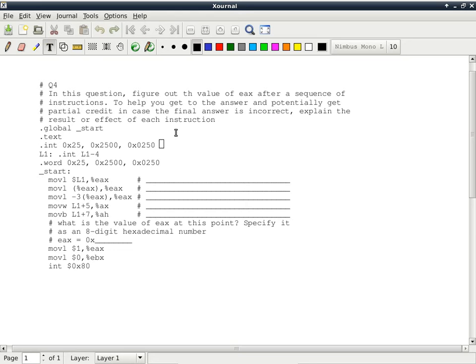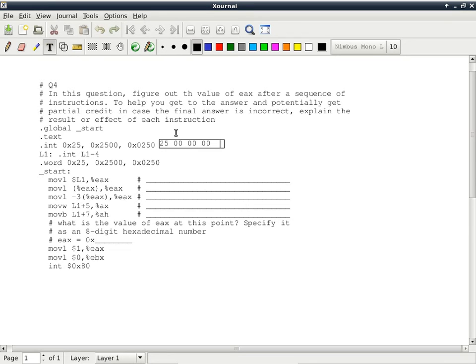Okay, the first .int is 0x25. So that boils down to 4 bytes. The first byte is 25000000. Because it is using a little endian representation, the least significant byte, which is a 25 in hexadecimal, is the first byte. Are we doing okay so far with this one?